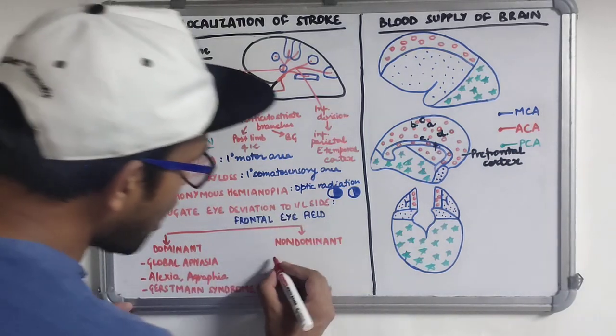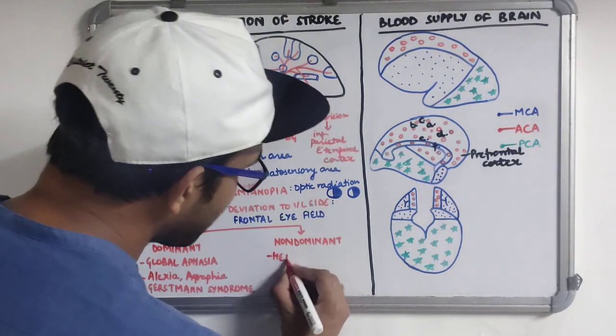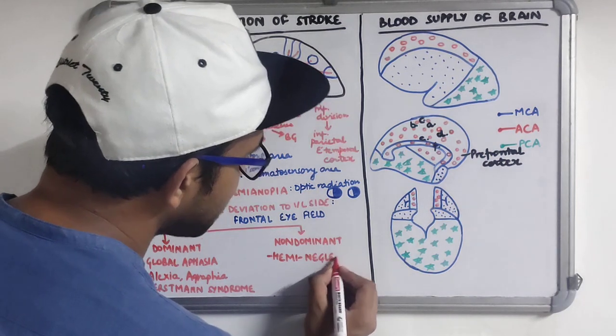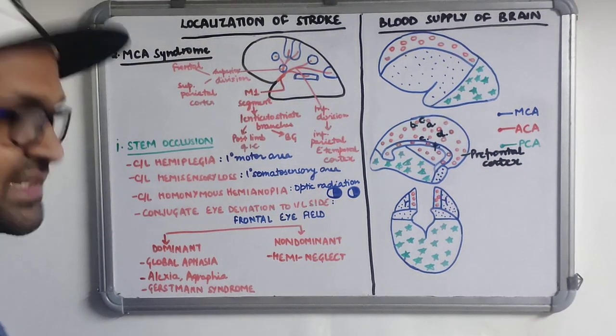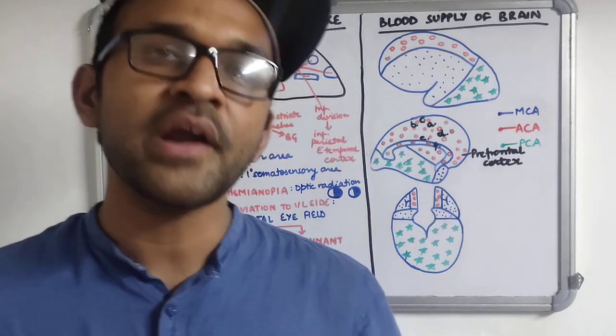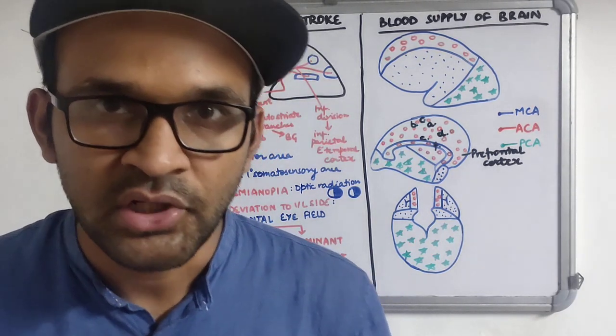Now, due to involvement of the non-dominant hemisphere, there occurs the phenomenon of hemineglect. What is this hemineglect phenomenon? In hemineglect, the patient neglects one half of his body.